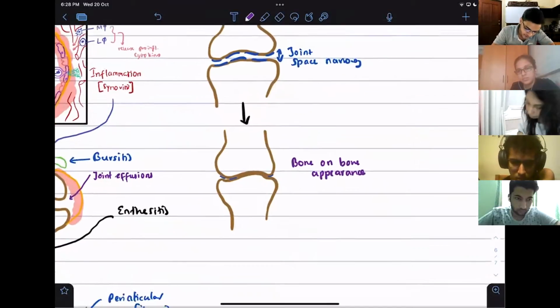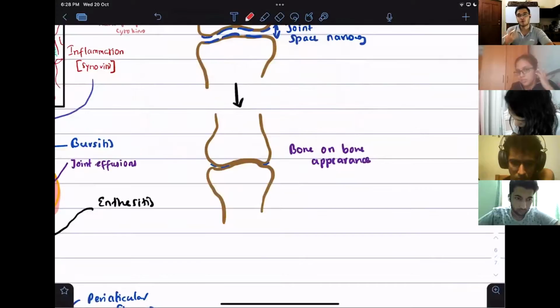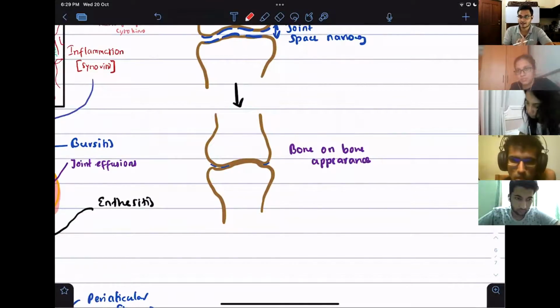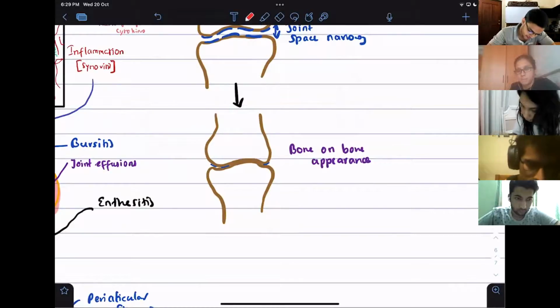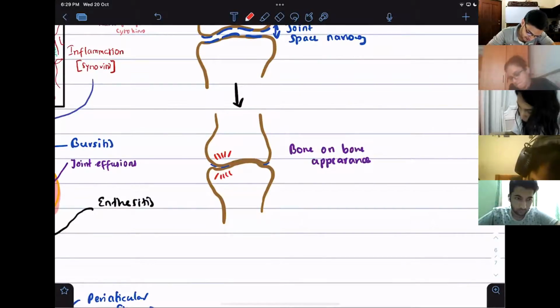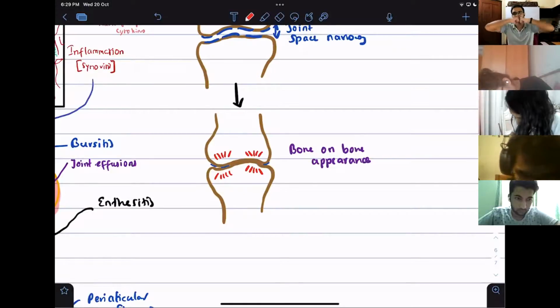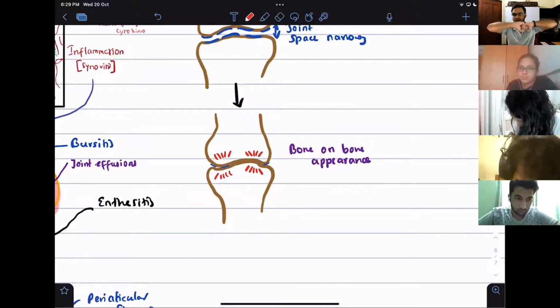Now, tell me this, if it is bone on bone, can you imagine the amount of friction? Especially if it is in a weight bearing joint like your knee, imagine the amount of friction. There is severe friction in these areas, very serious friction, as the bones are knocking together and articulating without any cartilage. The surfaces of the bones are rubbing against each other.